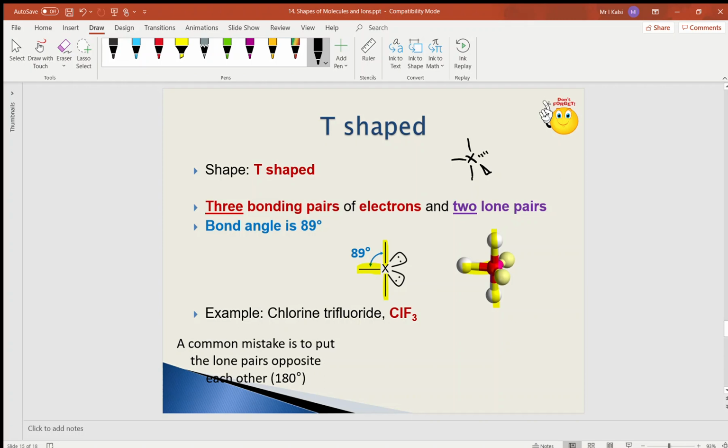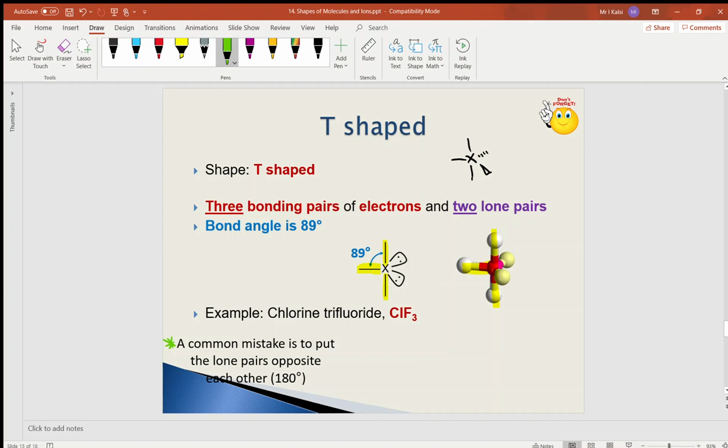Now I've written on the bottom, the common mistake is to put the lone pairs opposite each other. So the common mistake is to basically do this. And some examples will let you off. That's the common mistake. That's not really the shape we get. There is a reason why we get T-shaped and we don't end up with this particular shape that we've got here, but I'm not going to go through that at the moment. Just don't put them opposite each other. Put them arranged like I have done here.